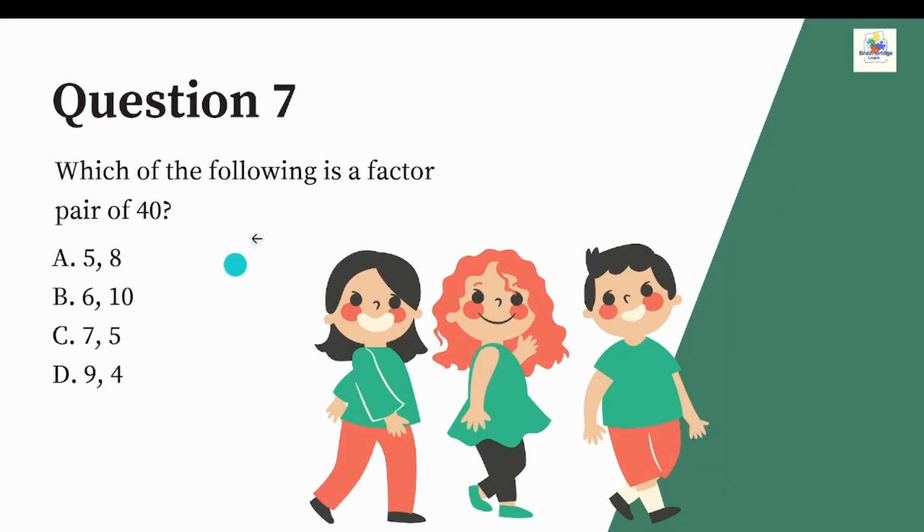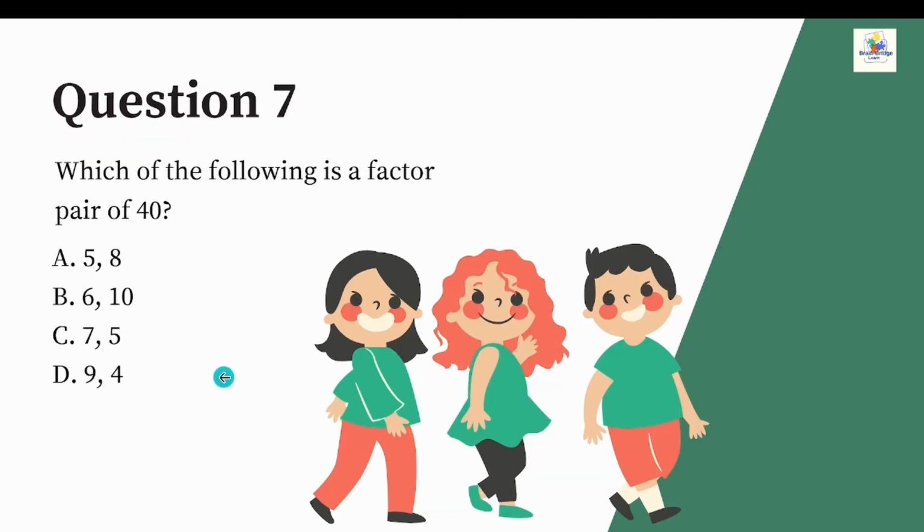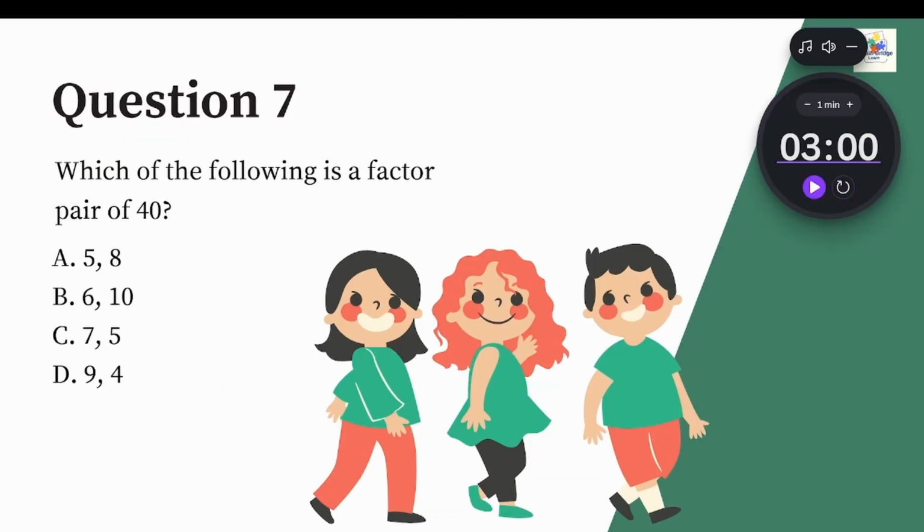Next question. Which of the following is a factor pair of 40? A. 5 and 80, B. 6 and 10, C. 7 and 5, D. 9 and 4. So, let's move. You will have 3 seconds to answer. Oh, sorry, I made a mistake by accident. We have got more time for this question. So I hope that your answer will be correct.